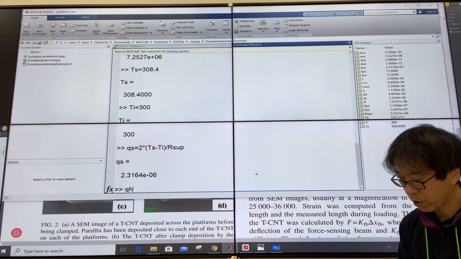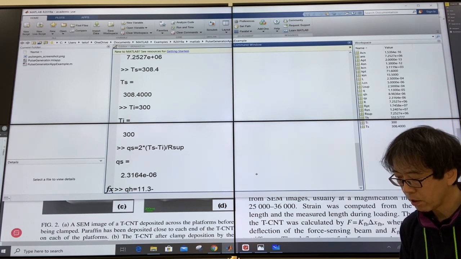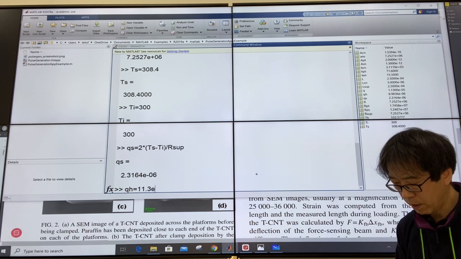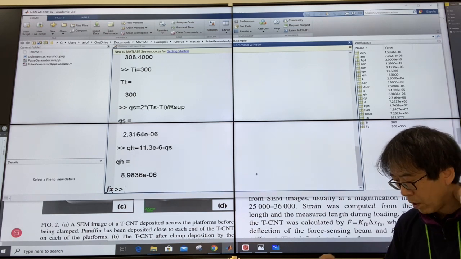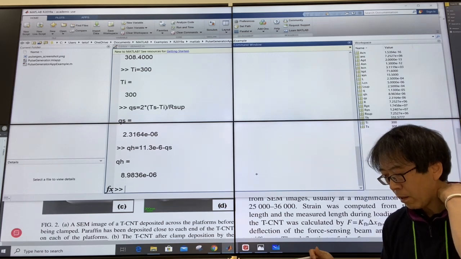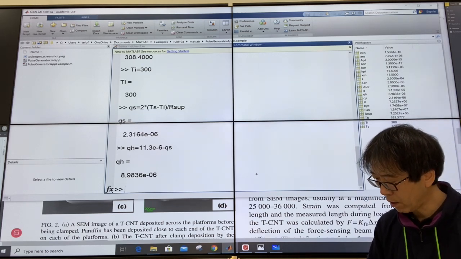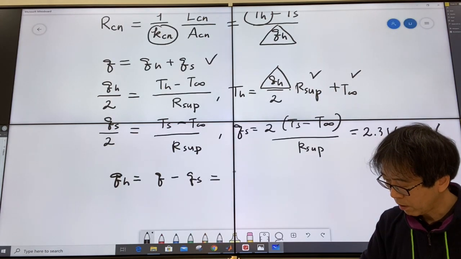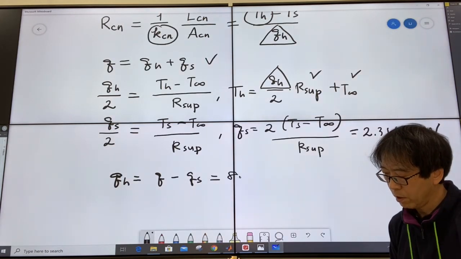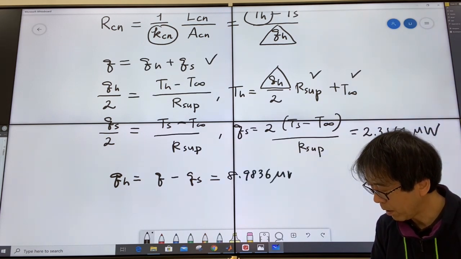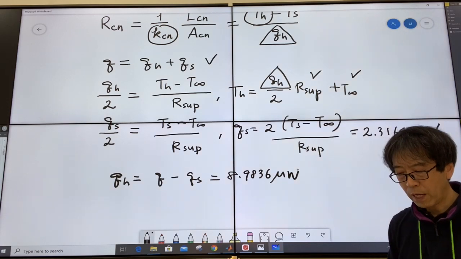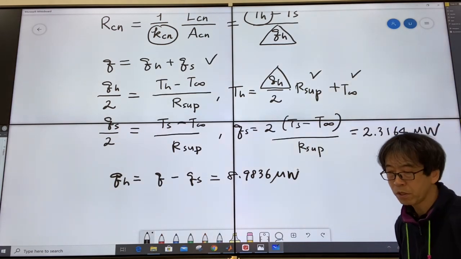QH was 11.3 microwatts minus QS, and that will be about 9 microwatts. So I'm going to write it down: 8.9836 microwatts. So now we have a good view about how this heat is flowing.